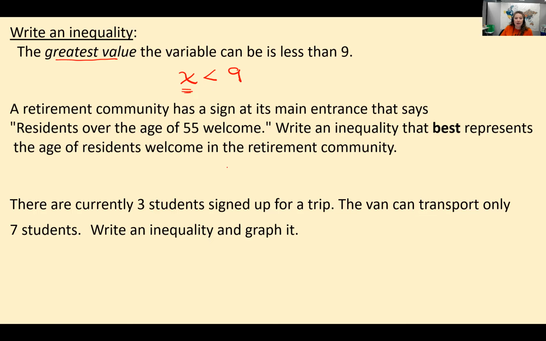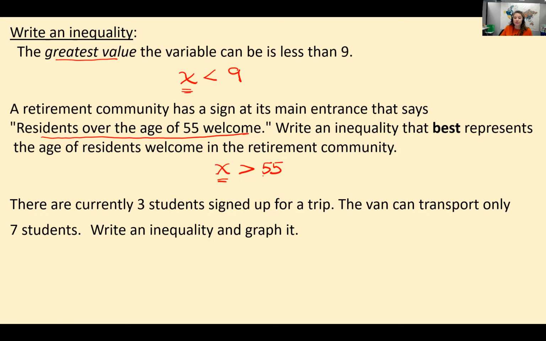So the second one says a retirement community has a sign at its main entrance that says residents over the age of 55 welcome. Write an inequality that best represents the age of residents welcome into the community center. Well, X is going to represent the age of residents. Can they be 55? Nope. Can they be 54? No. Can they be 56? Yes. So this age must be greater than 55. The age cannot be 55, so it doesn't say or equal to 55, but it can be any number over 55.